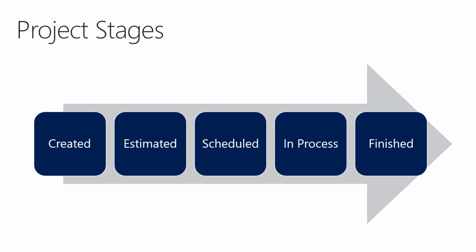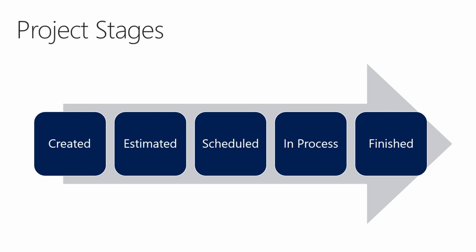Estimated and scheduled are relatively the same as created. You can't post any transactions toward it, but in estimated you can forecast and you can budget, etc. Scheduled is the same concept, but during scheduling you probably want to schedule your workers and build a team, but you can also do the forecasting and budgeting as well. In process, anything goes. You can budget, forecast, create a WBS, post any sort of transactions, do anything you want. And then finished is when your project is completed.